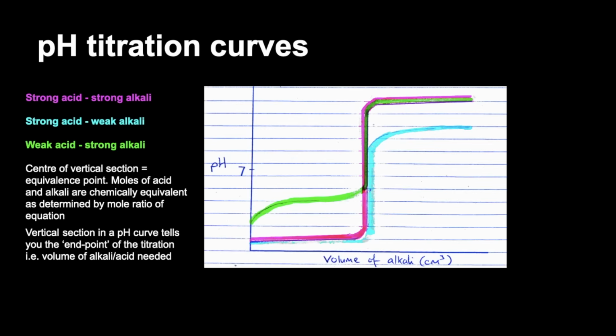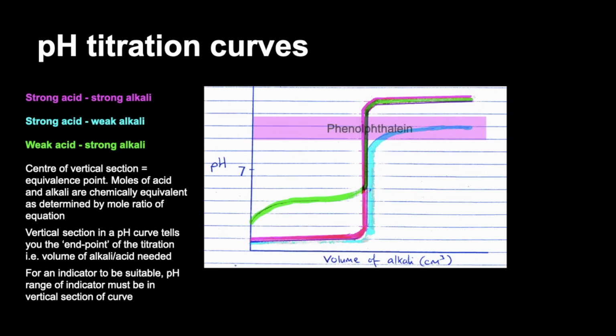So if you have to choose a suitable indicator for a titration, normally they'll give you a table of indicators with pH range values. You just need to make sure that the pH range of the indicator lies in the vertical section. So a couple of examples.